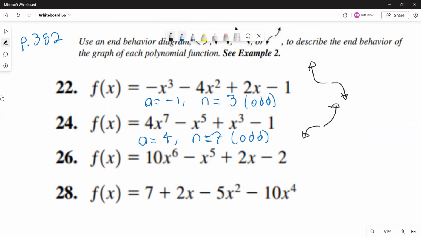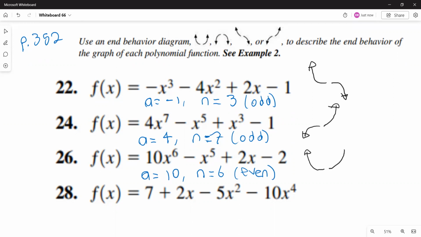26, the leading coefficient is 10, which is positive, and the degree is 6, which is an even degree. We know the end behavior, we don't know what happens in between. So even degree, positive leading coefficient is going to rise to the left and rise to the right.